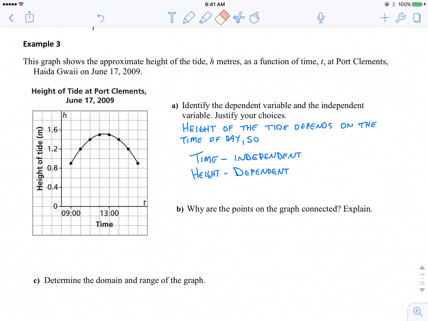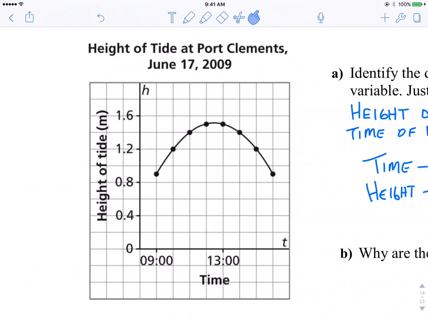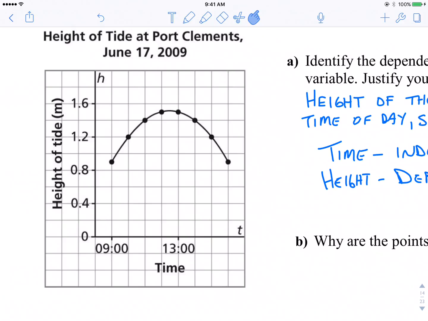So examples 3 and 4 here. This graph shows the height of the tide, h meters, as a function of time, t, at Port Clements and Haida Gwaii on June 17th, 2009. Here we have our graph, nicely titled. We've got labels on our axes with units. We've got a scale. We've got some points plotted and our graph drawn.